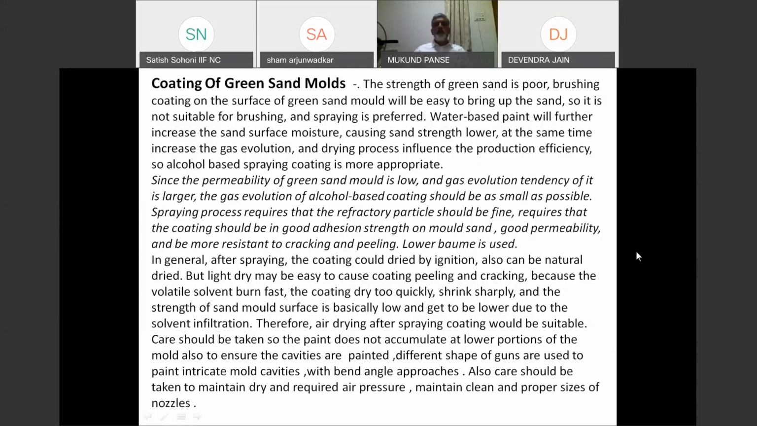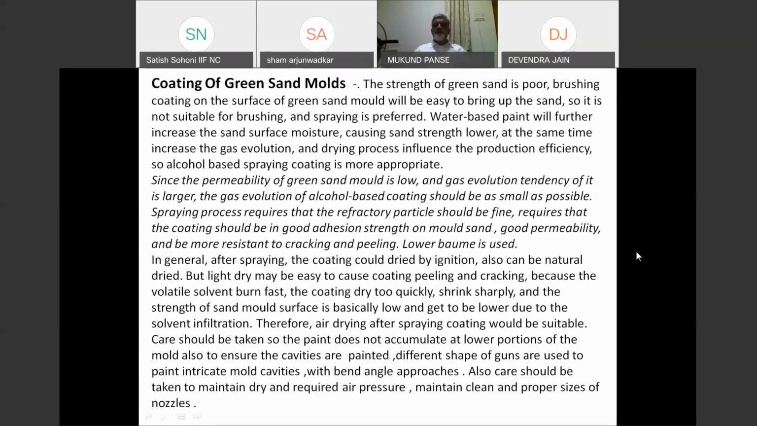of the coat. Green sand molds, it is difficult to brush them because the sand grain strength is not so high, and while brushing, the sand grains will loosen. Also, it may not become uniform. Spraying is preferred. Water-based paint cannot probably be used on green sand because the moisture will increase. It is very difficult to torch and break only the excessive moisture.